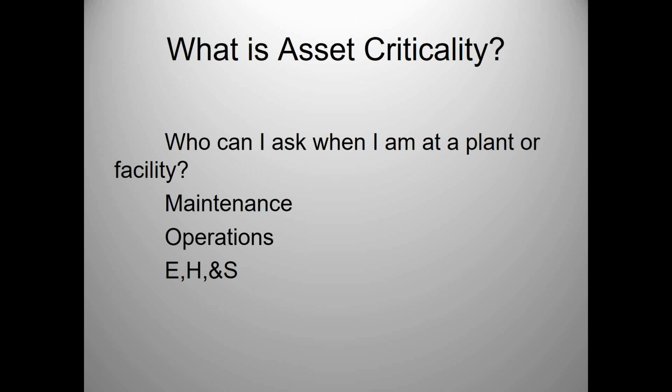So again, we have to get maintenance involved. We have to get operations involved. We want their opinion. We have to get our environmental health and safety people involved. Maybe some quality people. Maybe if you're in the food business, we want to get the food safety people involved. Lots of opportunities here for inputs into your asset criticality.